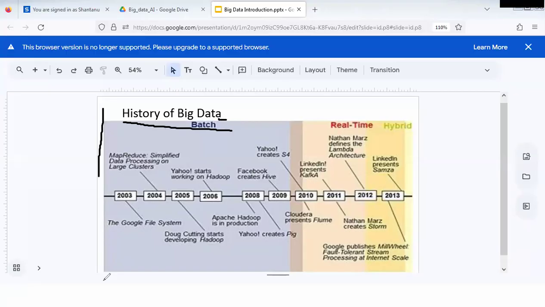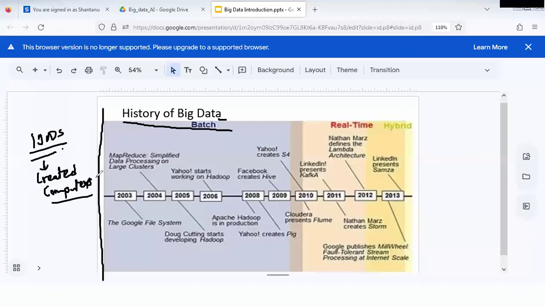So guys, before this, in the 1900s, people created computers. Computers had been made, and people were talking about computers. There was some kind of typing of the data, and data was going into computers, right? People were storing some files, creating some files and storing some files.